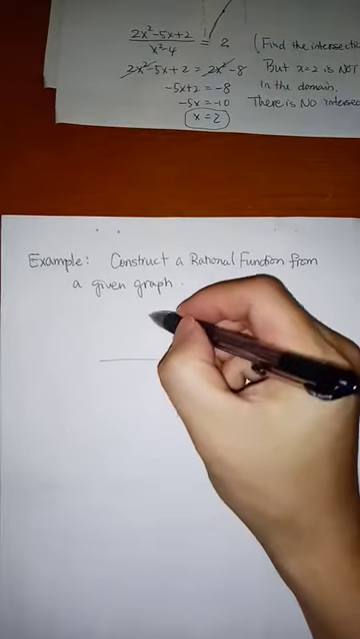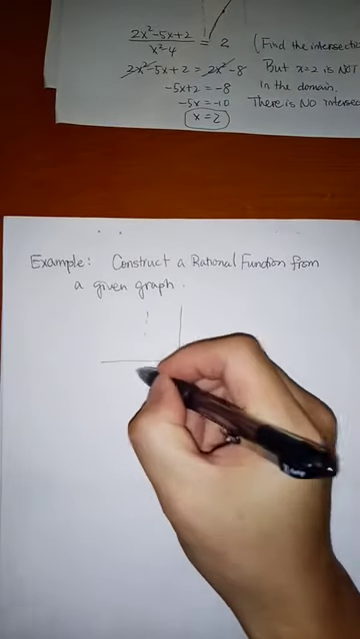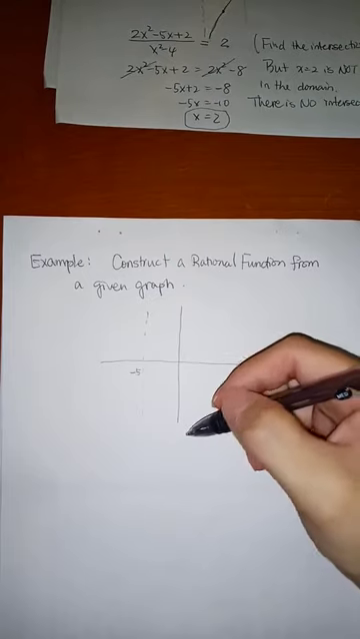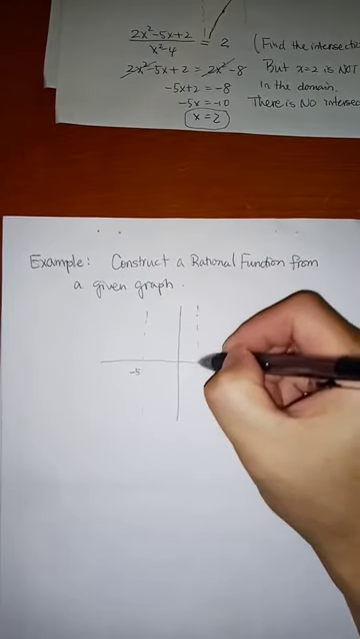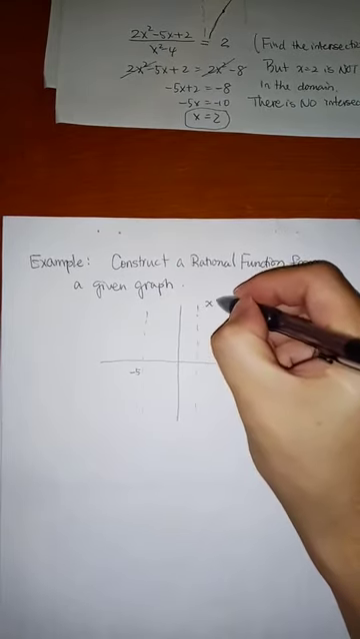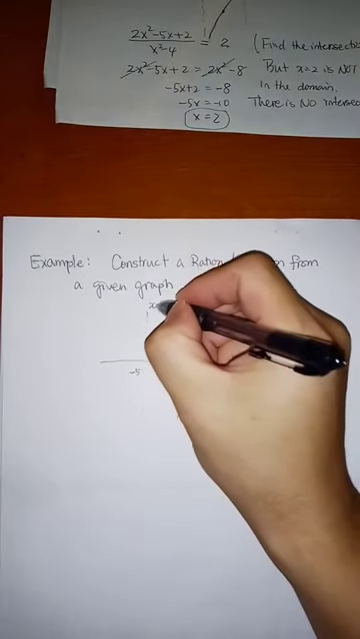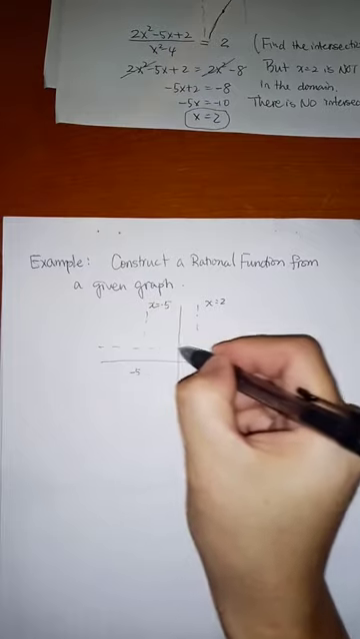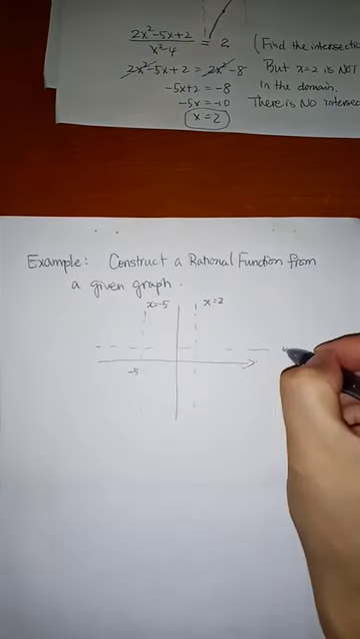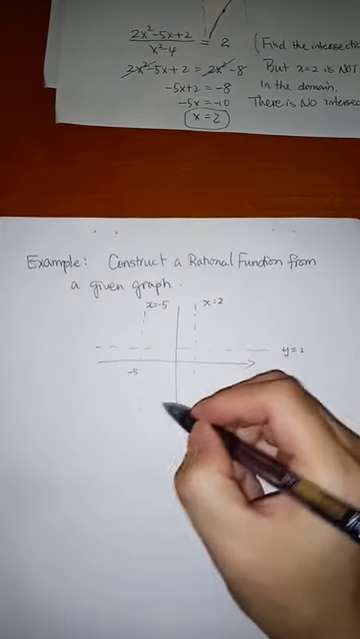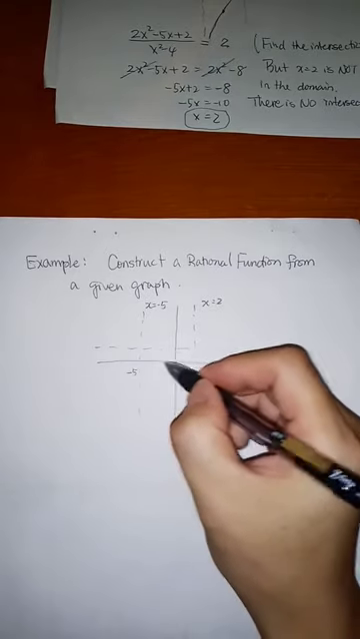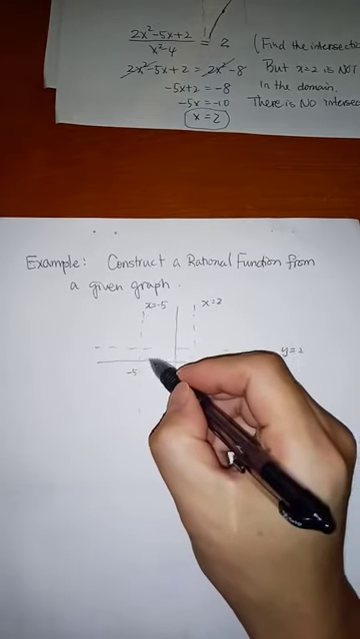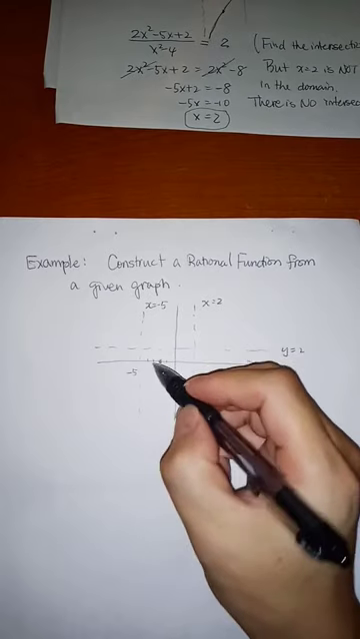What is a given graph? A given graph is like this. At -5, you have a vertical asymptote. At +2, you also have a vertical asymptote. At y equal to 2, you have a horizontal asymptote. And this is 5, so 1, 2, 3, 4.